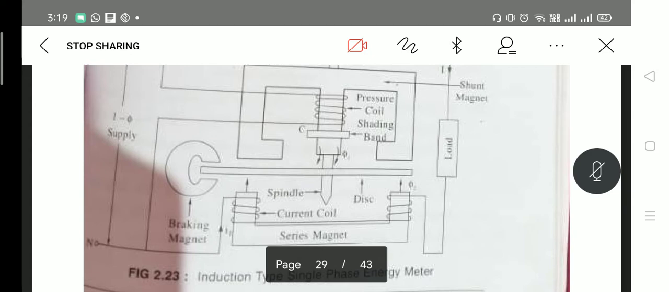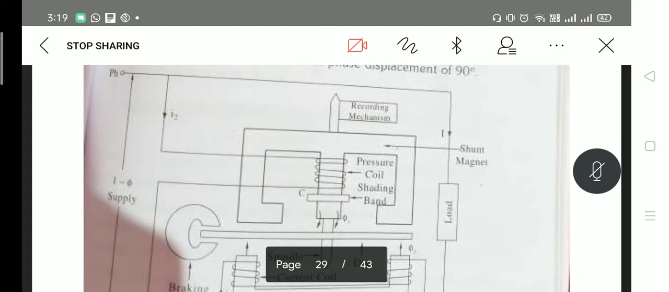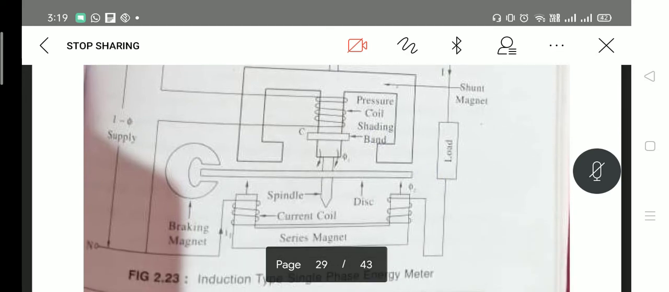Second is the moving system. The moving system is the aluminum disc, this one. We connect the aluminum disc between these two magnets. Whenever the flux is generated, the aluminum disc will be rotating, and then we can record it in the registering mechanism. By using the braking magnet, we can control the aluminum disc revolution, that is, we control the speed of the aluminum disc.